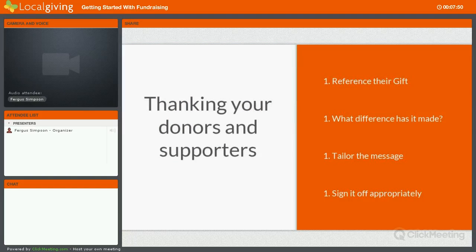It's also worth thinking about how you thank your donor supporters. So make sure you always reference the gift that they give and always talk about what difference it's made to the beneficiaries. That's why the people have donated, so they want to hear how that's helped. Make sure you tailor the message appropriately and sign it off appropriately as well.